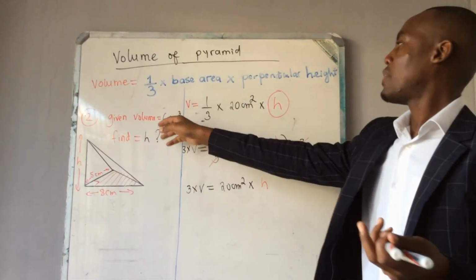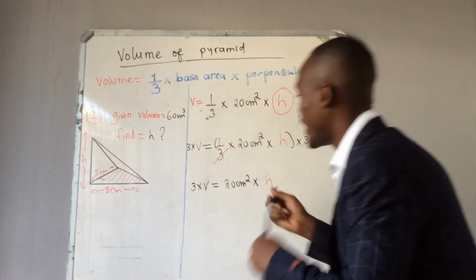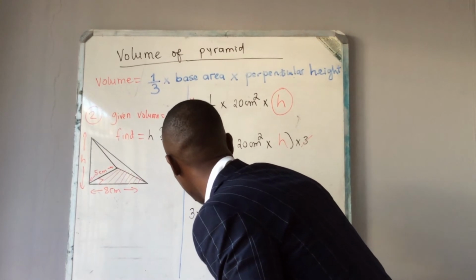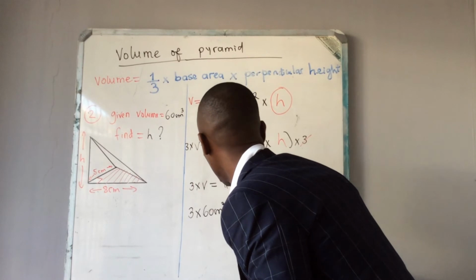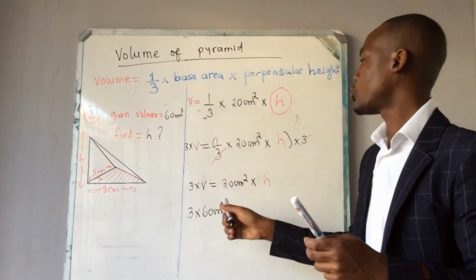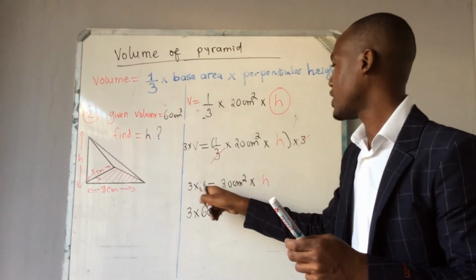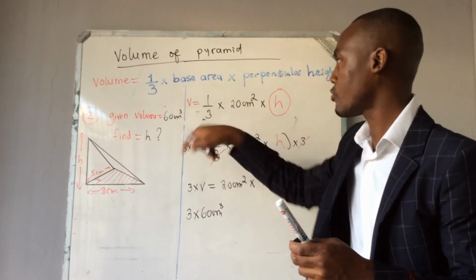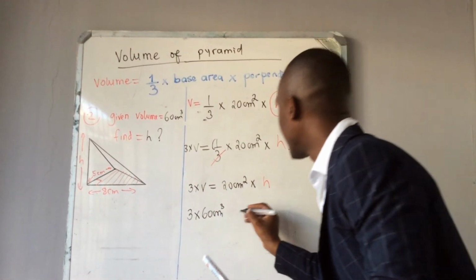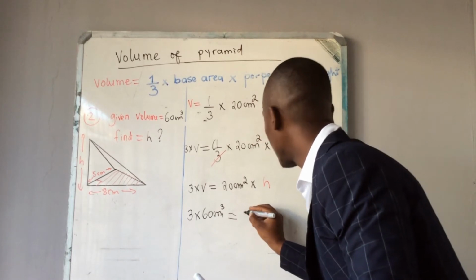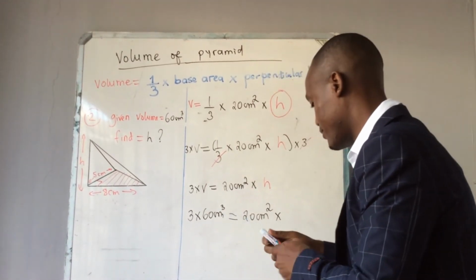Now, this is now a much simpler problem. We can plug in the value of the volume already if we want to. So we can write 3 times, in this case, 60 centimeters cubed. So if you can notice, that's substitution. We're substituting V, volume, by the value. Okay? So we're not using V anymore, which is the volume, but we're using the actual value of the volume. Okay? 3 times 60 centimeters cubed equals 20 centimeters squared times the height.